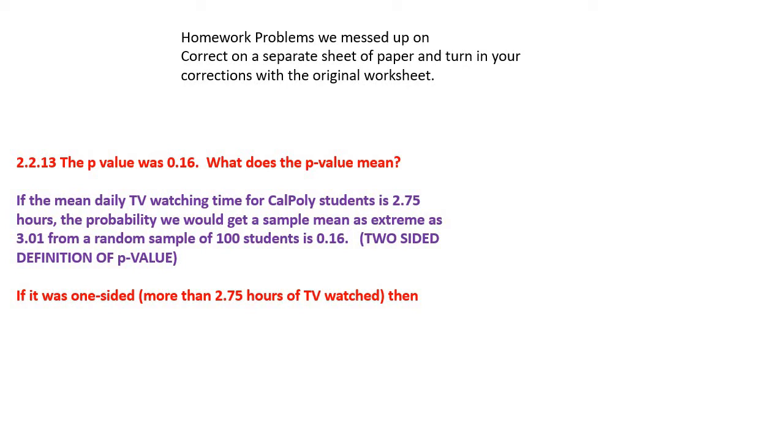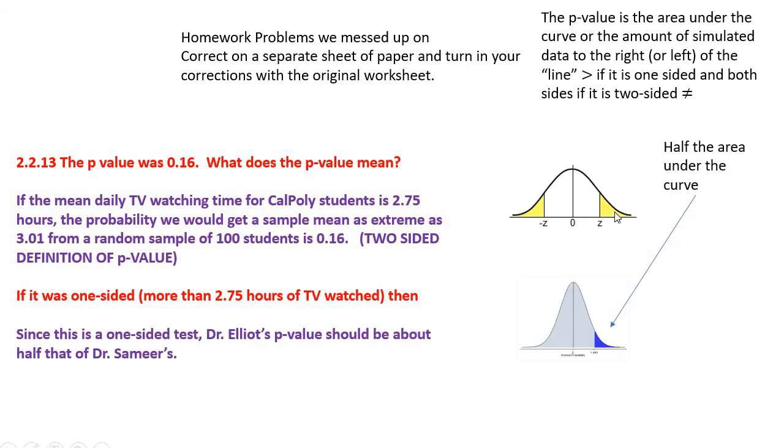If it was a one-sided t-test, I'm not going to have these two shaded areas. I'm going to only have one shaded area. So that's about half of the total yellows. I only have one. So I'm just giving you some diagrams. The p-value is the area under the curve or the amount of simulated data to the right or left of that line. And if it's only one-sided, I'm going to get half the area.